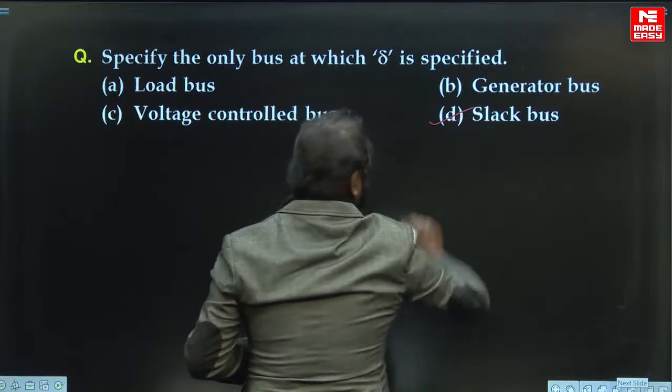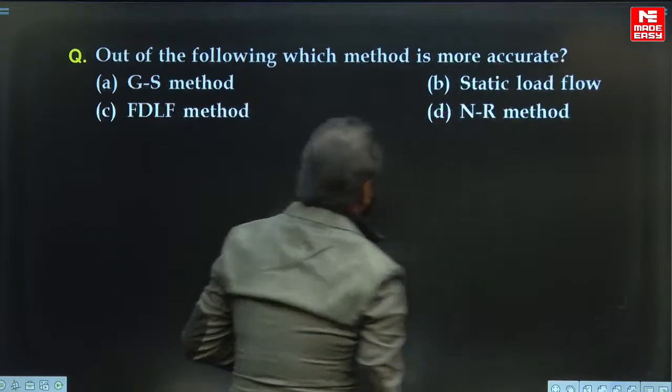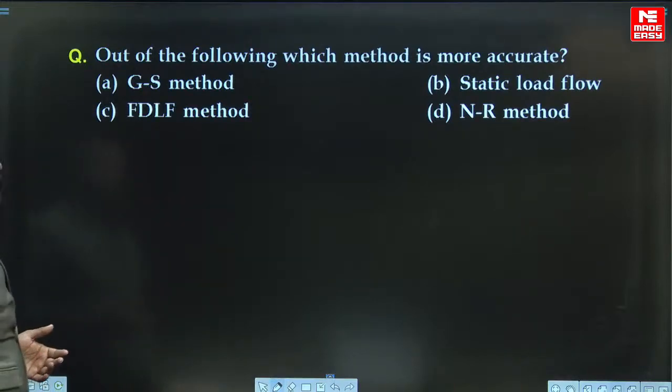Next, specify the bus at which the delta is specified, that is the slack bus. The slack bus is the only bus at which delta is specified. In other buses, delta is not specified.